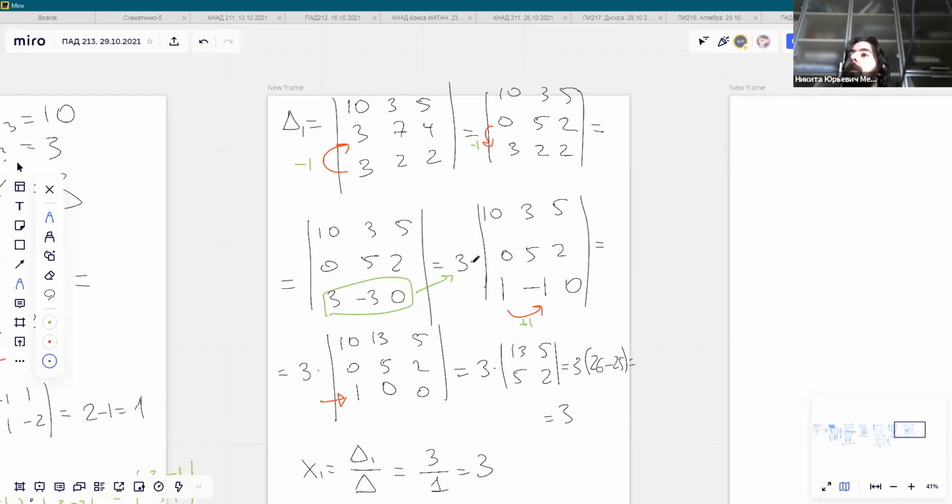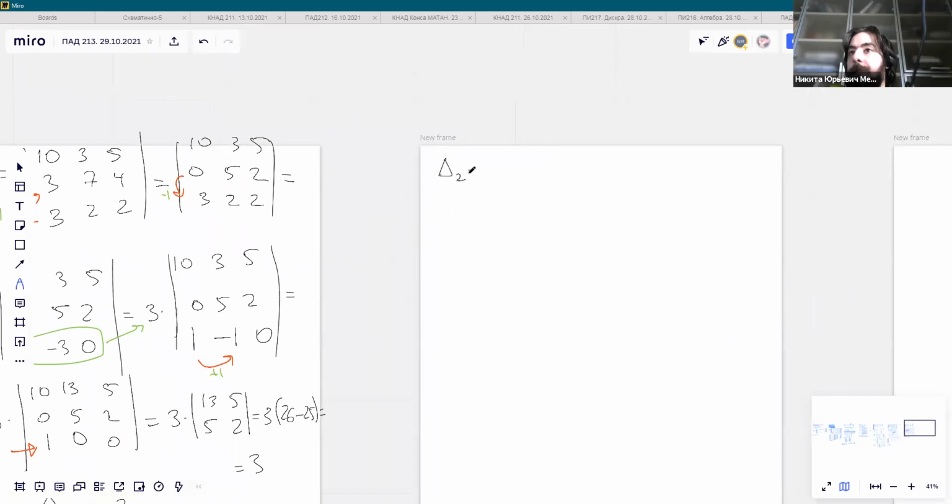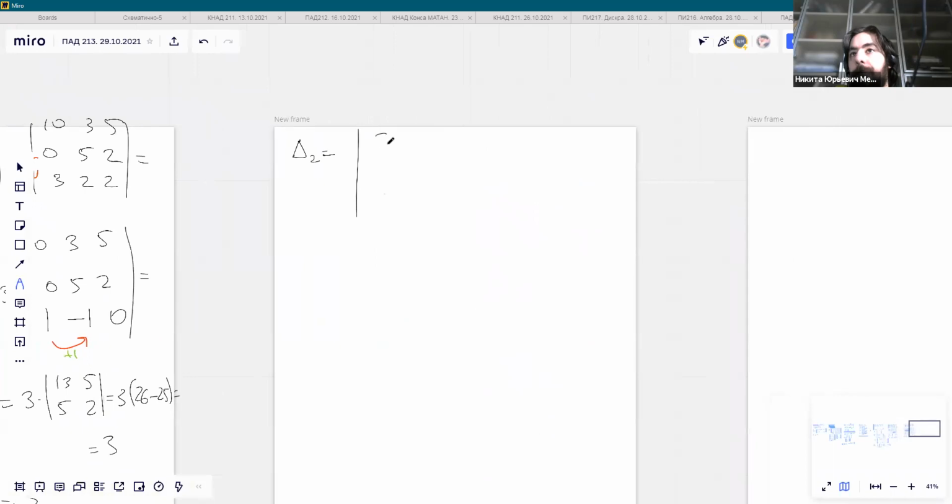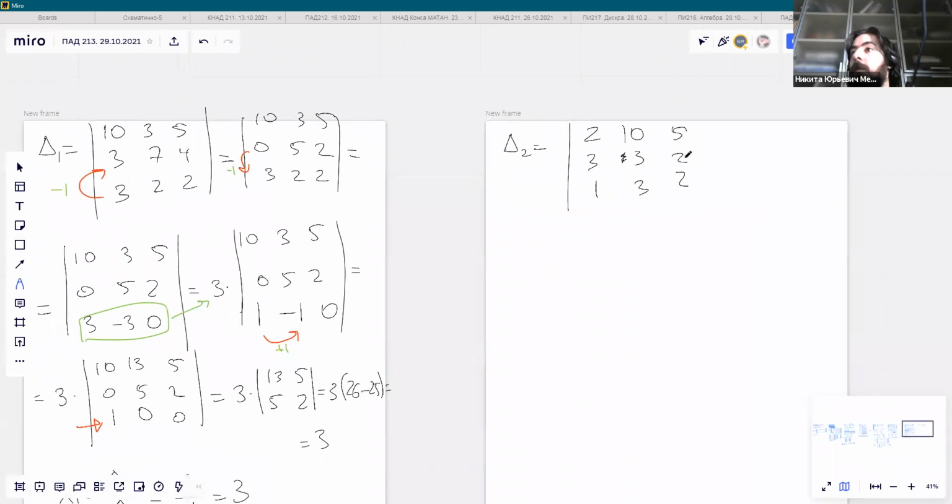Again, I could write all those L something, D something, but it is not extremely convenient, though sometimes helpful to understand what is happening. Okay, delta 2. So here, the first column is the same as in the original: 2, 3, 1. The second column is the right-hand side, that is 10, 3, 3. And the third column is the original, that is 4, 2. Okay, like this.